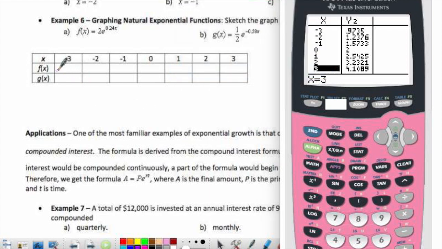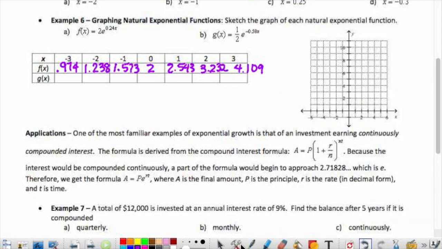So we have 0.974, 1.238, 1.573, 2.543, 3.232, and squeezing that last one in, 4.109. Then we would just want to take those values and plot those points.